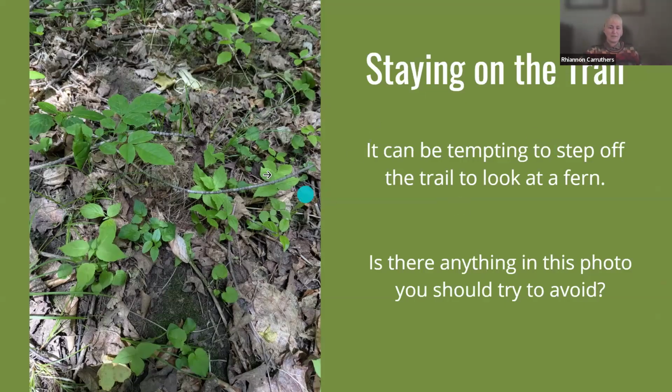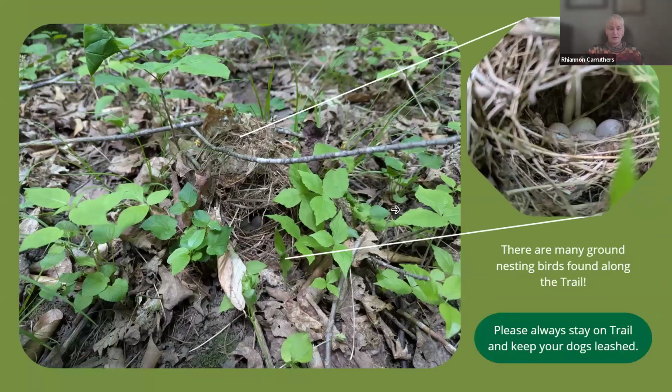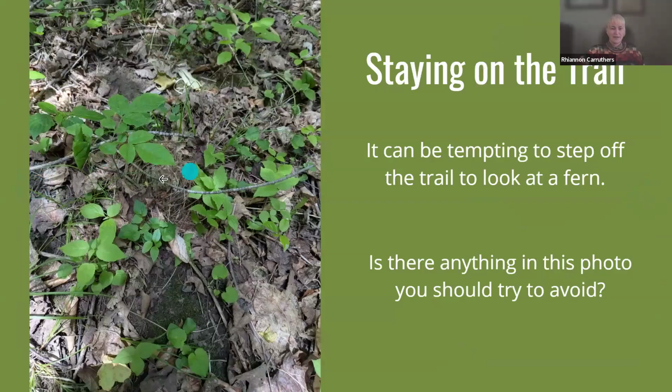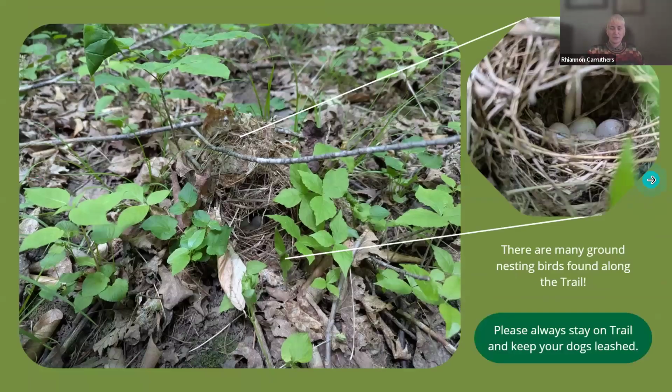I had somebody ask if this was poison ivy here. It's not, it's Jack in the pulpit. But what you do need to be careful of is the nest. So I'll go back a slide. This is a nest right here. It's a nest of a wren. They're a ground nesting bird, so they rely on camouflage. They rely on you not being able to see their nests as a way to protect them. So this is why we ask to please stay on the trail. Please keep your dogs leashed to protect these species.